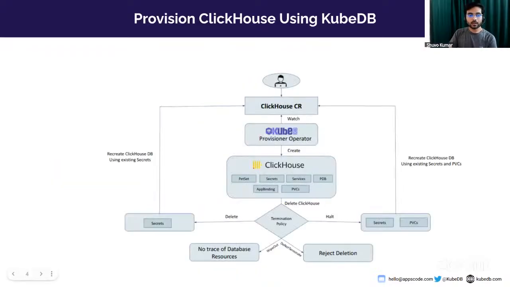So how does KubeDB provision ClickHouse on Kubernetes? To provision ClickHouse with KubeDB, first, the user creates a ClickHouse custom resource. Then the KubeDB operator watches the resource and provisions the required Kubernetes resources, such as secrets, services, pod disruption budgets, role bindings, persistent volume claims.